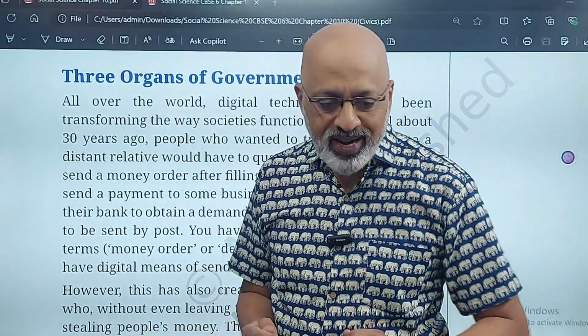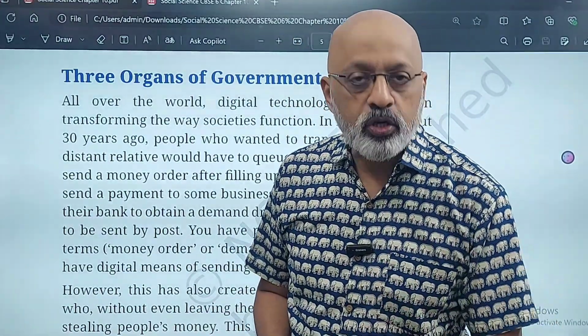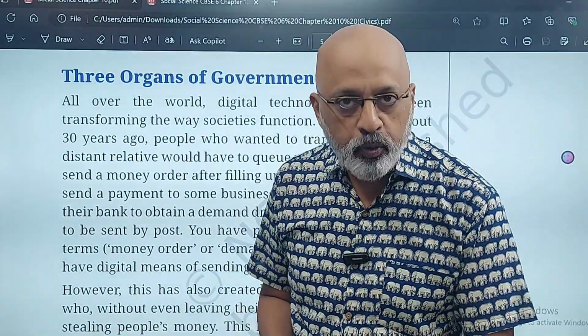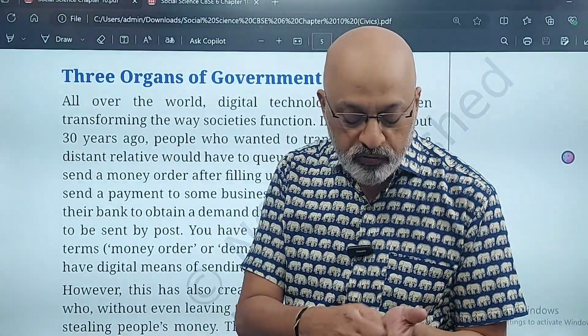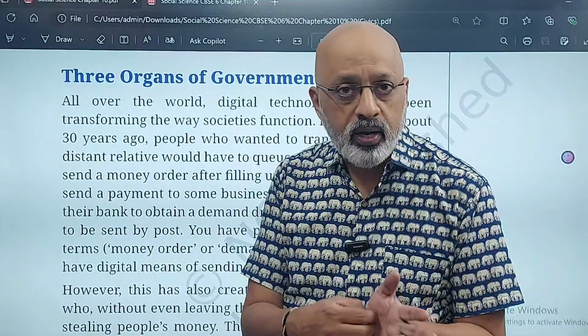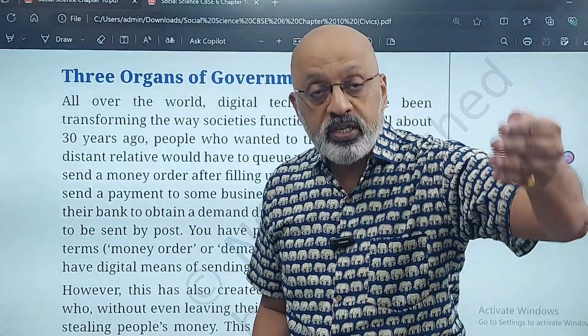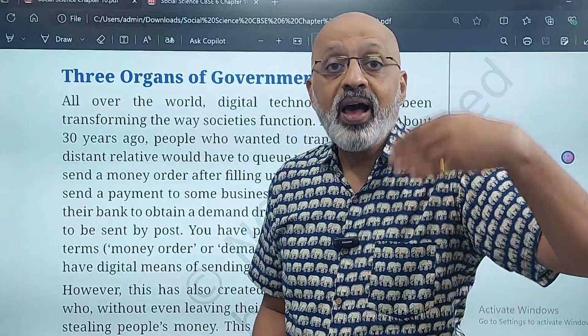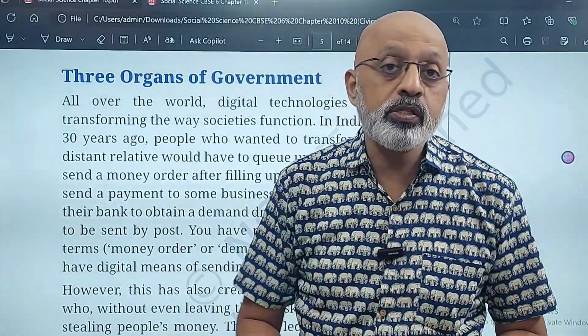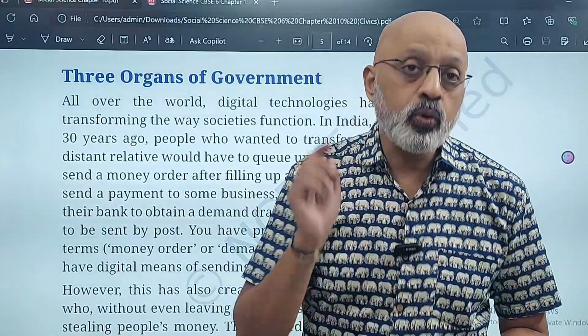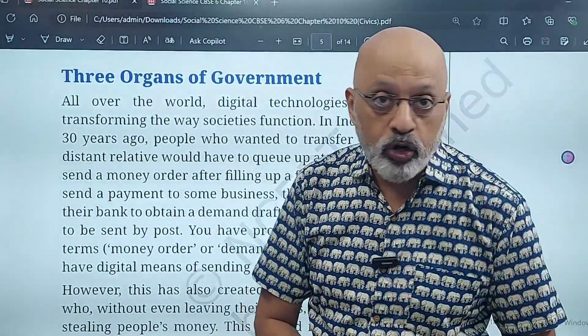So money order is that if I want to send, let's say, 1,000 rupees to my sister, I go and deposit it at the post office, and I say I want to send a money order, and give the address. The postman in that other town or city will go to my sister's place and he will hand over the 1,000 rupees to my sister, saying that your brother from so and so place has sent you this money. That's how money orders used to work.